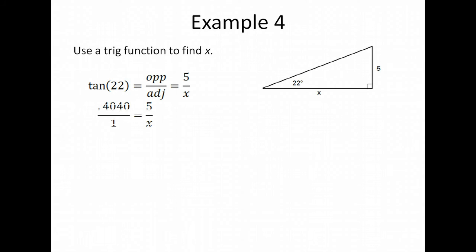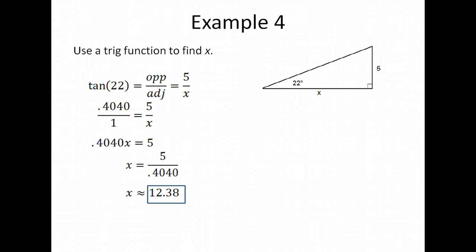Okay, use the calculator to find that the tangent of 22 is 0.4040, so we set up that over 1 is equal to 5 over x. Cross multiply gives us 0.4040x equals 5. Divide both sides by 0.4040, we get x is approximately 12.38.